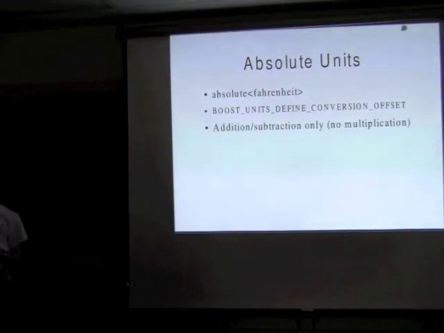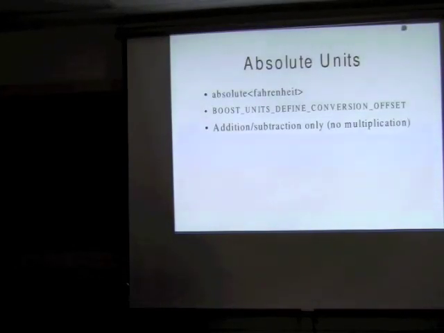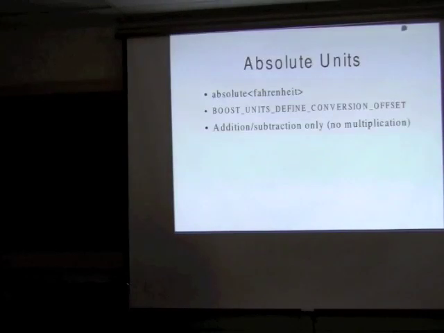Gotcha. So in this case, what is Fahrenheit? What is its type? The type of Fahrenheit is a unit. It's a specialization of the unit class. Oh, okay. And then absolute is like a quantity? Absolute is a class template that acts kind of like a unit. You can use it in the same way you would use a unit, except it's more restricted: you can use addition and subtraction, but you can't multiply them together, you can't divide them, no exponents. So I could then have a quantity of absolute Fahrenheit. Exactly. And also a quantity of Fahrenheit directly. Right.